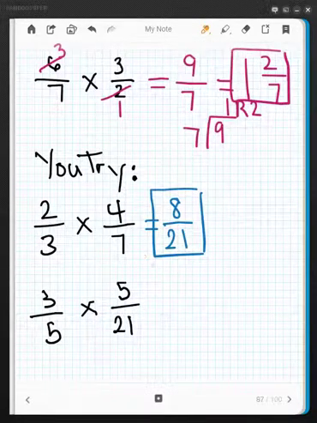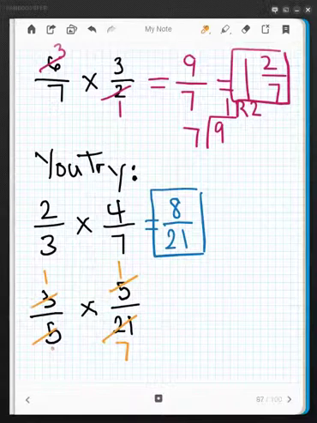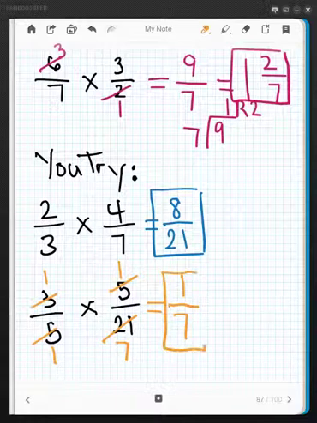Okay, now our next problem, we have some common factors. And this time around, you had more than one. So the 3 and the 21 have a common factor of 3. So 3 divided by 3 is 1. 21 divided by 3 is 7. But there's also a common factor here. They both have 5's in common. 5 divided by 5 is 1. 5 divided by 5 is 1. So we cancel there. Now we multiply straight across. 1 times 1, which is 1, and 1 times 7, which is 7. And there we go, 1/7.